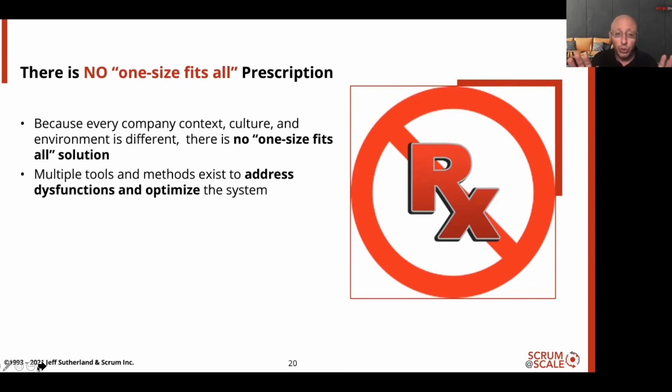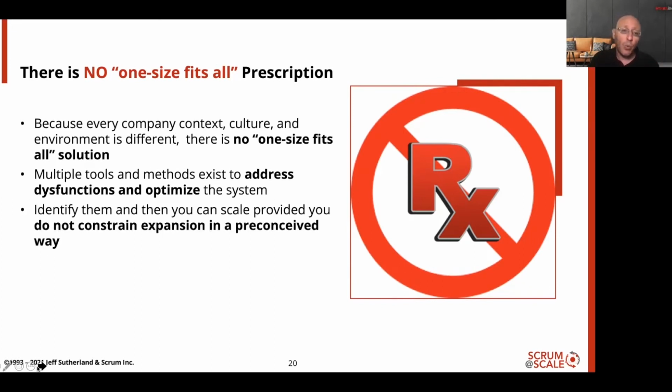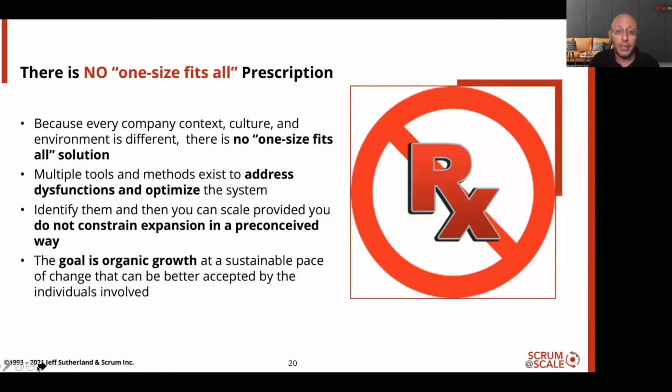There are lots of different tools out there, and you're going to try to find ones that address the dysfunctions in your system so that you can optimize it. Once you identify those, then you can scale, provided that you don't constrain the expansion or the scaling of the different teams in a preconceived way. Let it happen a little bit more organically. See what's needed. That's that third mega issue about organizational refactoring. Don't think, oh, well, we have to expand this when the market's telling us, no, it would be this product that's doing better and we need more teams over here. The goal is this type of organic growth at a sustainable pace.